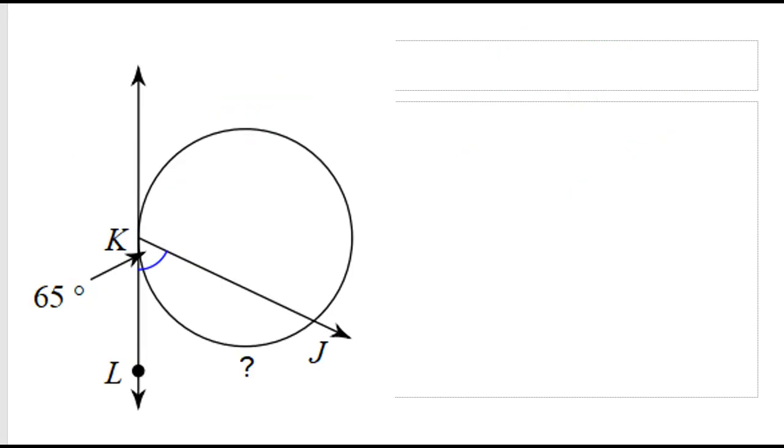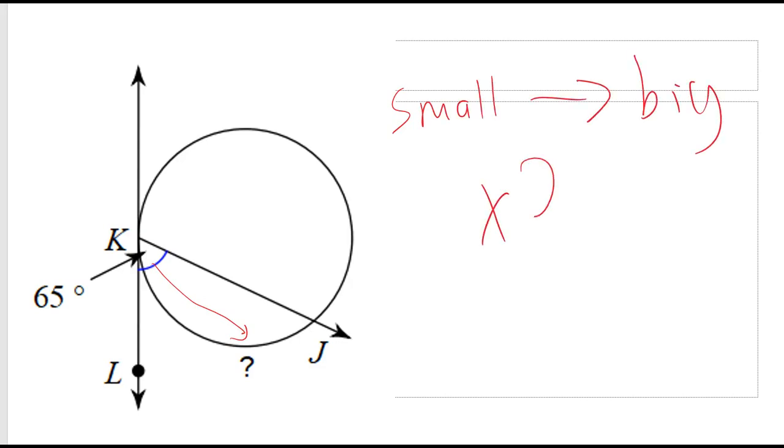Okay, so in this problem, we're given the angle right here. So we're going to go from small to big. If I go from small to big, I'm just going to times by 2. So 65 times 2 is 130. So 130 degrees.